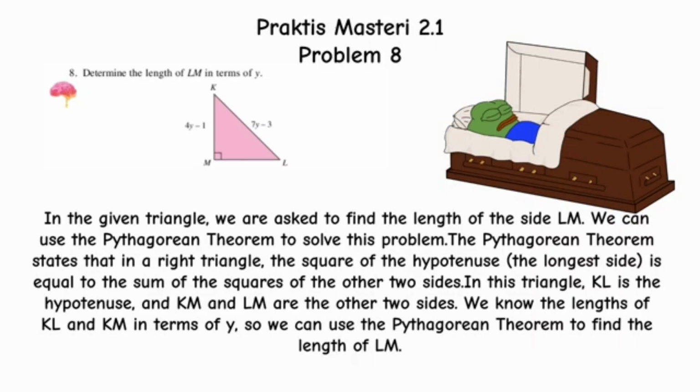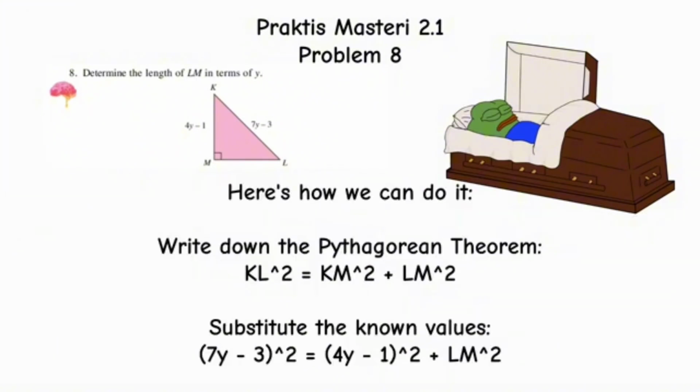The Pythagorean theorem states that in a right triangle, the square of the hypotenuse, the longest side, is equal to the sum of the squares of the other two sides. In this triangle, KL is the hypotenuse, and KM and LM are the other two sides. We know the lengths of KL and KM in terms of y, so we can use the Pythagorean theorem to find the length of LM. Here's how we can do it.